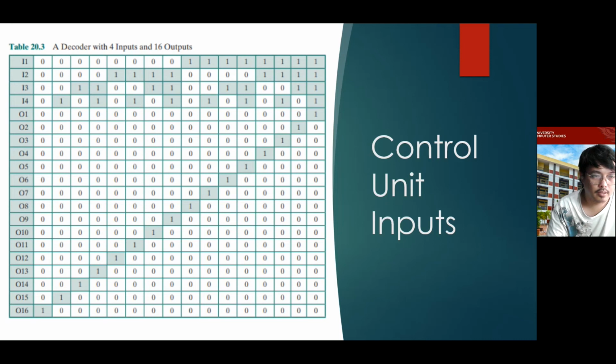In general, the decoder will have n binary inputs, numerous binary inputs, and 2^n binary outputs. Each of the 2^n different input patterns will activate a single unique output. This table shows an example of n equal to 4 inputs.